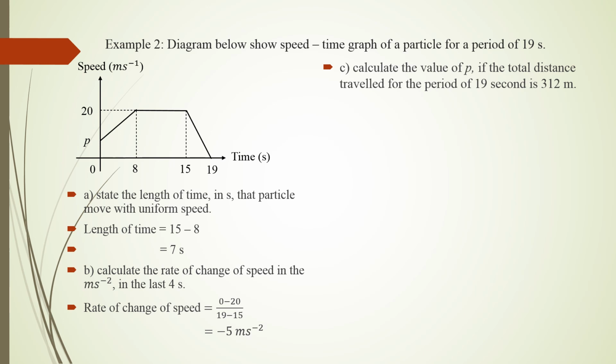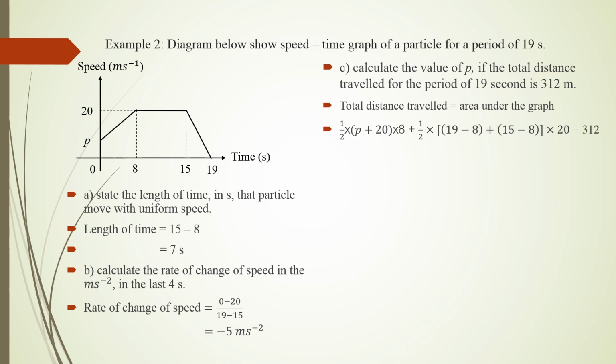C. Calculate the value of P if the total distance traveled for the period of 19 seconds is 312 meters. So for this type of question, just find the area under the graph, equal to 312 meters. Total distance traveled equals area under the graph.